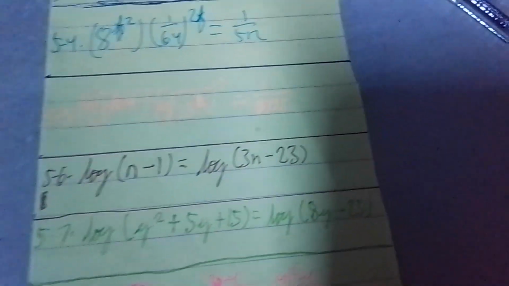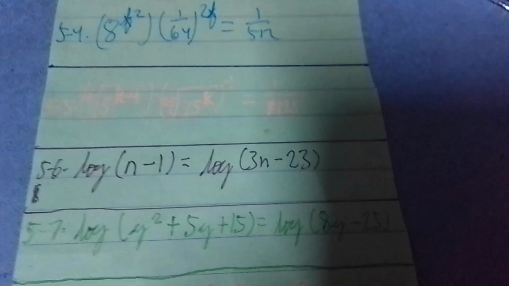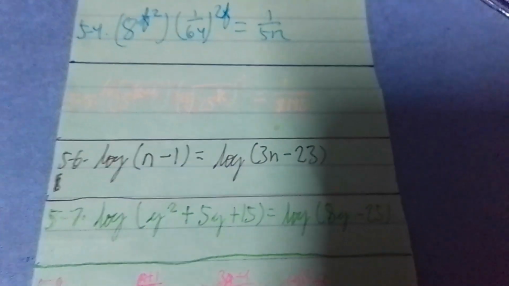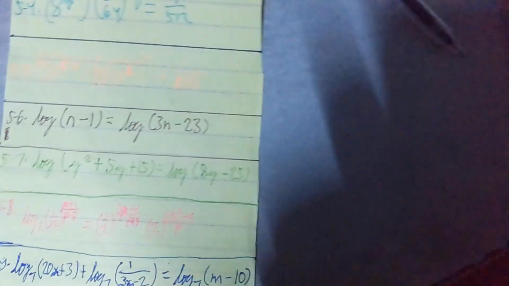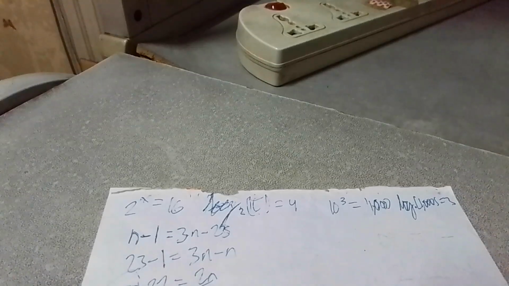In this one, since all the logs are the same, let me repeat the instruction. Log, no base specified, right? But the equation is log of y squared plus 5y plus 15 is equivalent to log of 8y minus 25. How do you solve for the variable y? Since all the logs are the same, goodbye logs. Now we can go back to algebra.